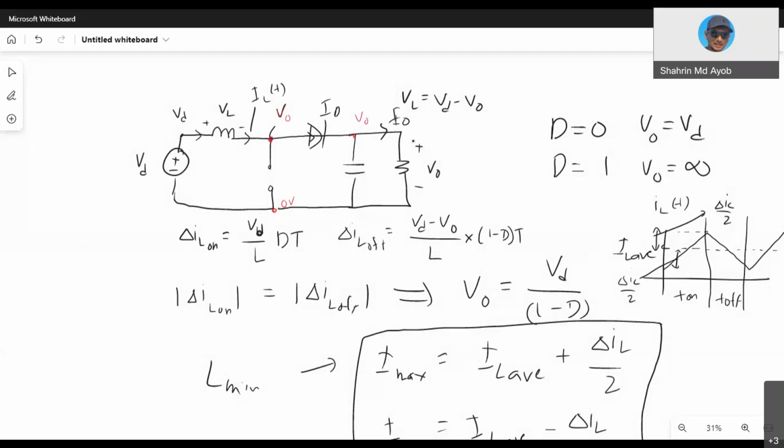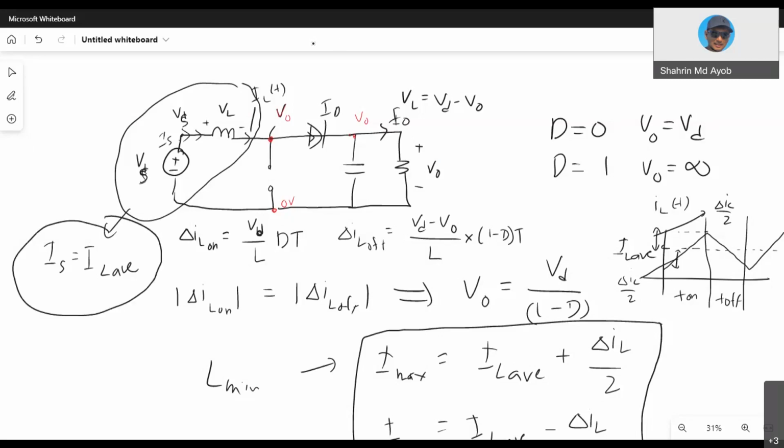So how to derive the IL? What information can you get from this part? Here, your I source is equal to IL average. This one is your I source. I use different notation sometimes, VD, sometimes Vsource. Let's use Vsource, VS, so IS is the source current. So from here you can say that I source is equal to IL average.